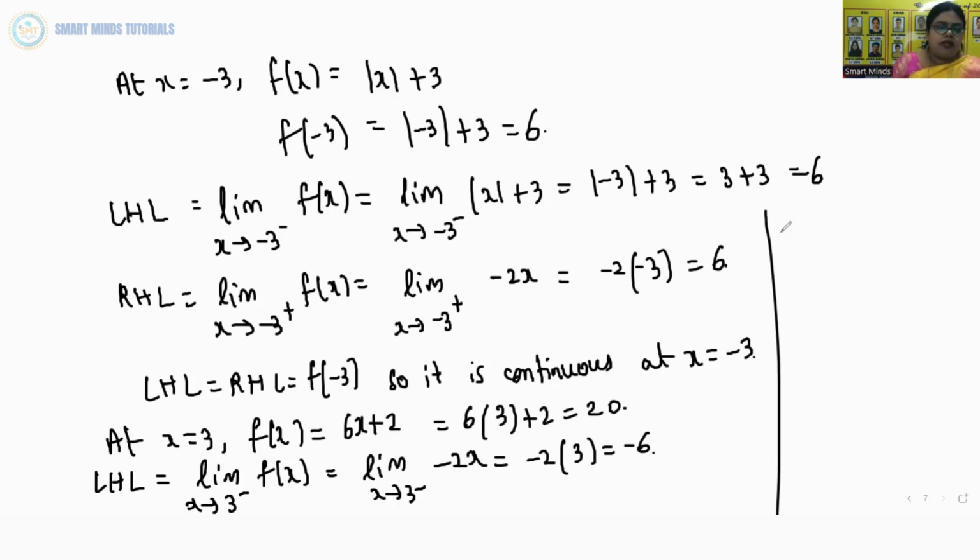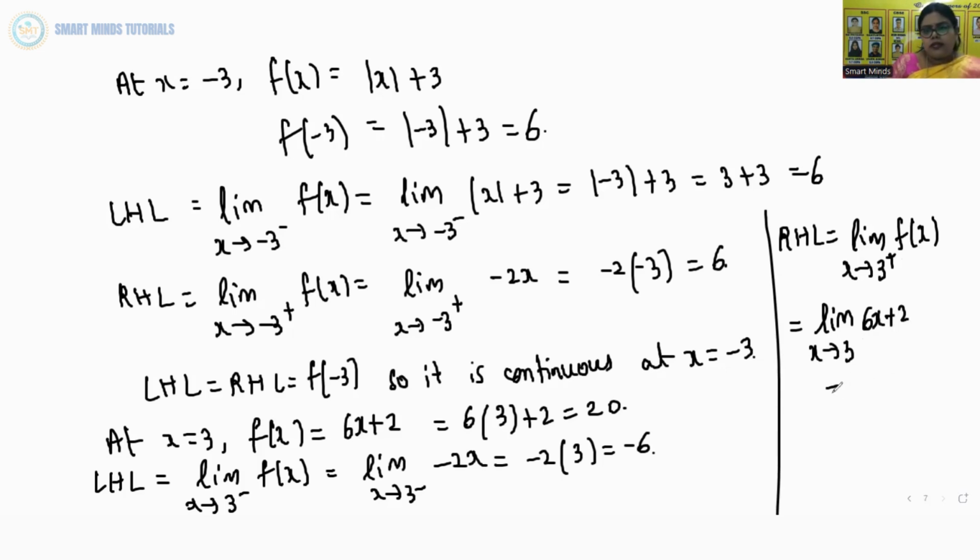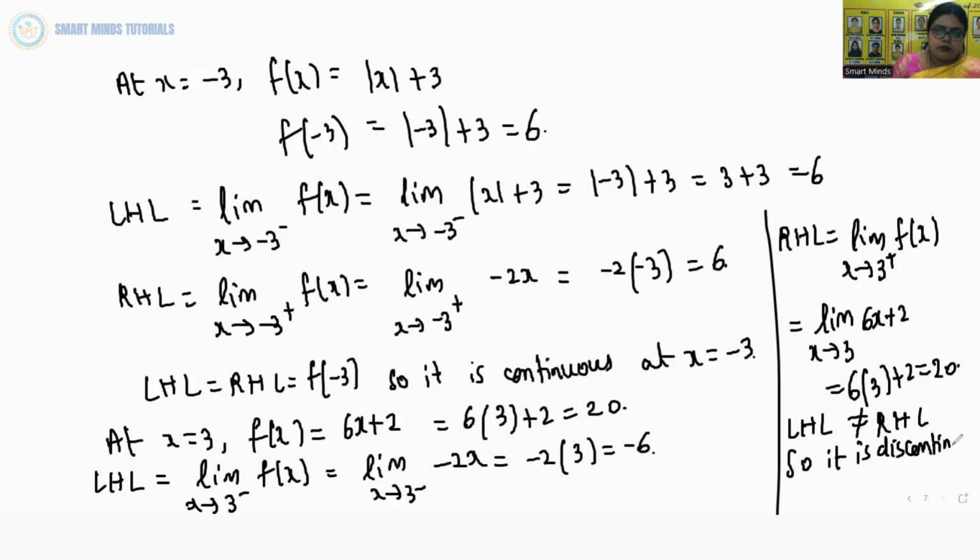Now the same way we will find out right hand limit. Right hand limit is limit x tends to 3 plus f of x. So in which function you have x greater than 3? That is 6x plus 2. So limit x tends to 3, 6x plus 2. That is 6 into 3 plus 2, which is equal to 20. So you can see left hand limit is not equal to right hand limit. So it is discontinuous at x is equal to 3. So they are asking us the points of discontinuity. So we need to mention it is discontinuous at x is equal to 3.